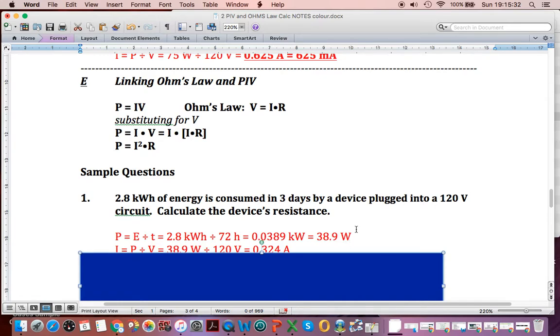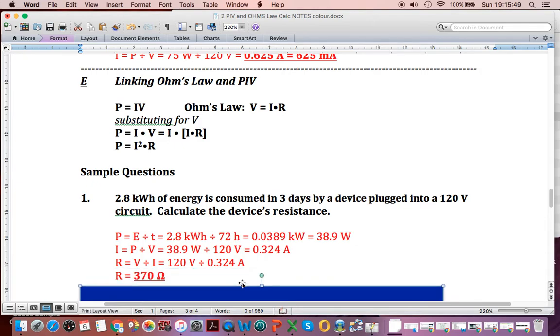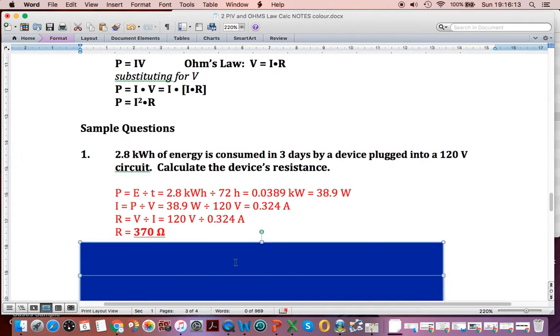So now I do have a power. I have a voltage here, and power divided by voltage is going to equal my current. And I get my 0.324 amps, or 324 milliamps. Other ways of tackling it are R equals V divided by I. Well, we've got to get that resistance. So we take our voltage, which is still 120 volts, and we divide by the 0.324 amps that we just calculated. And now we go back to the question, it wants the device's resistance, and we get 370 ohms.